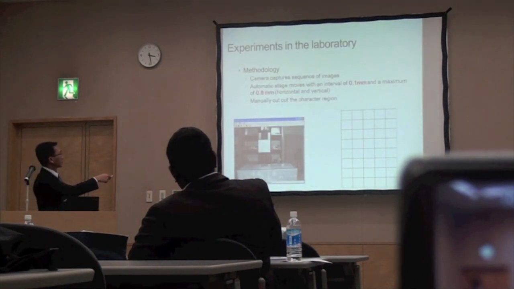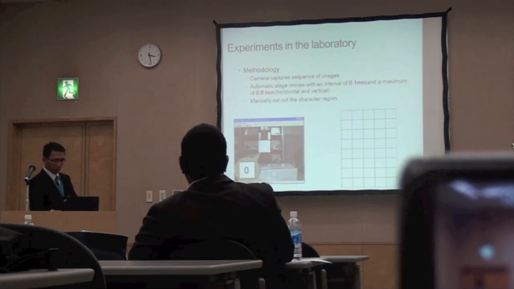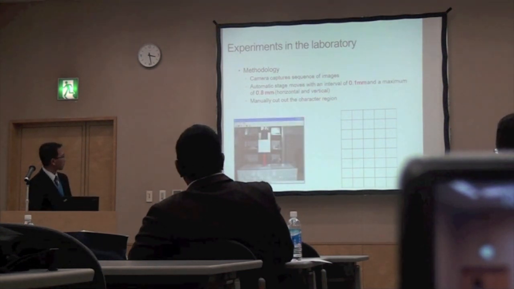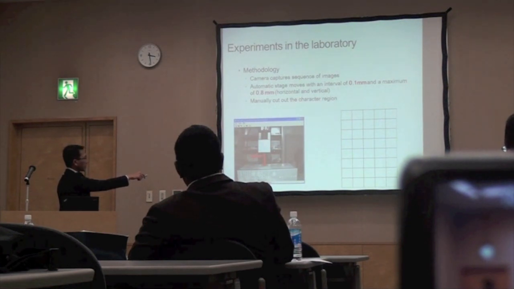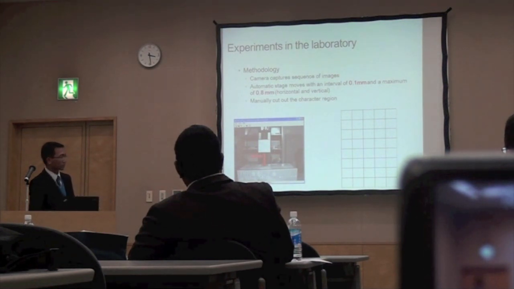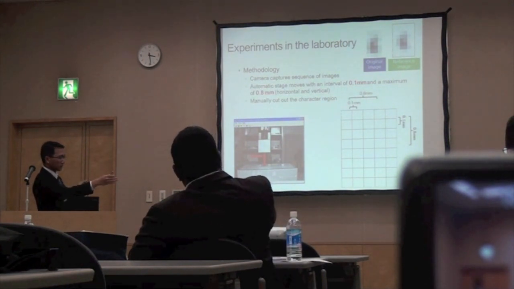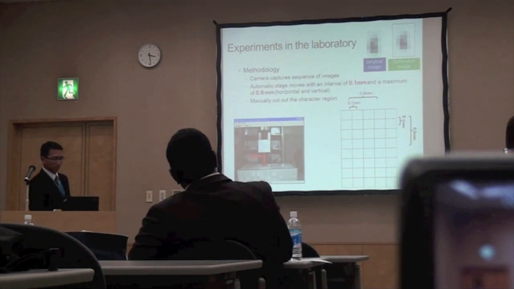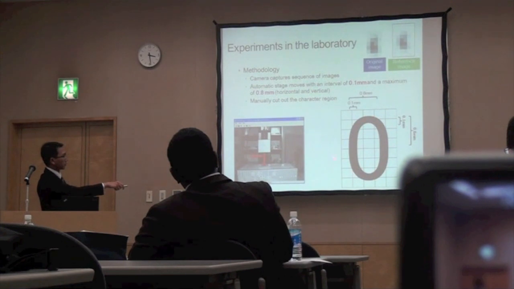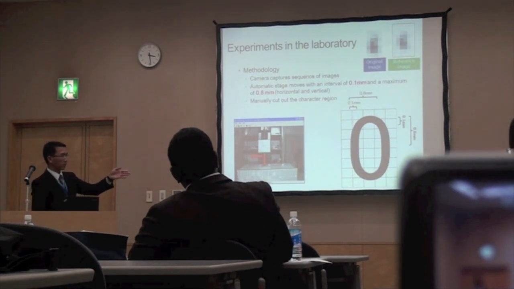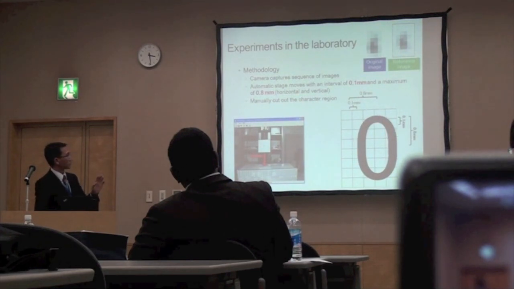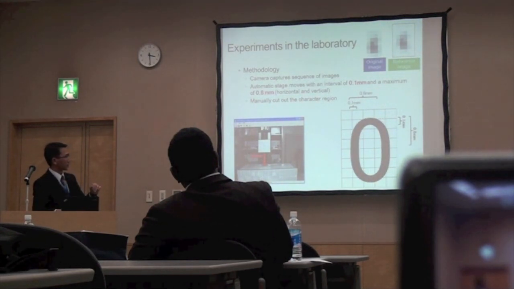The methodology is explained in this slide. The camera starts capturing a sequence of images. This is a plate, and in the middle is a number printed on the plate. We move the automatic stage at an interval of 0.1 millimeter to the right-hand side, up to a maximum of 0.8 millimeter, then downward, and then backward by 0.8 millimeter.